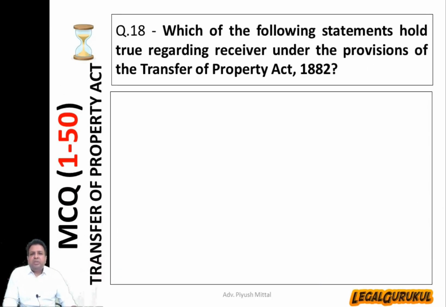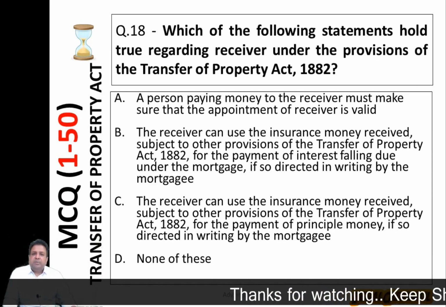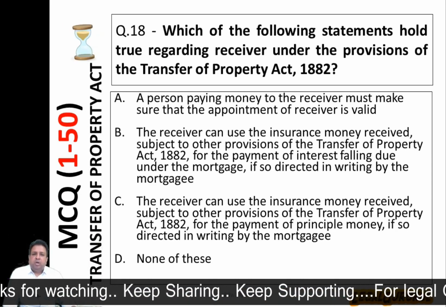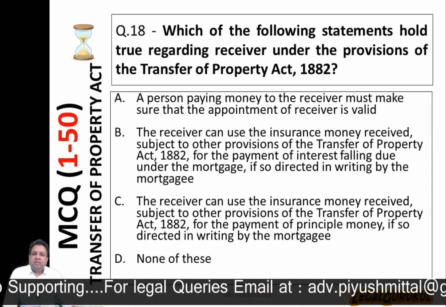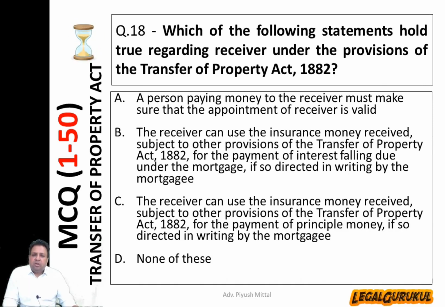Question number 18. Which of the following statements holds true regarding receiver under the provisions of the Transfer of Property Act 1882? Option A. A person paying money to the receiver must make sure that the appointment of the receiver is valid. B. The receiver can use the insurance money received, subject to other provisions of TPA, for the payment of interest falling due under the mortgage if so directed in writing by the mortgagee. C. The receiver can use the insurance money received, subject to other provisions of TPA, for the payment of principal money if so directed in writing by the mortgagee. D. None of these. And the correct answer is C.